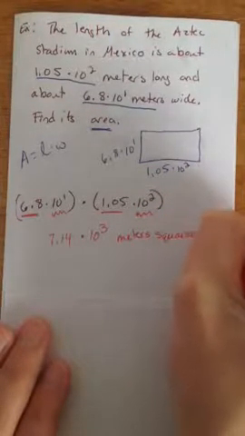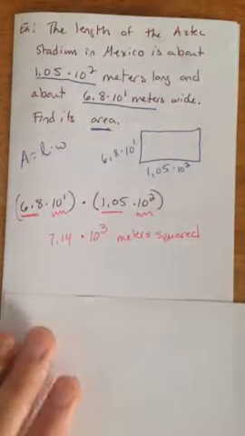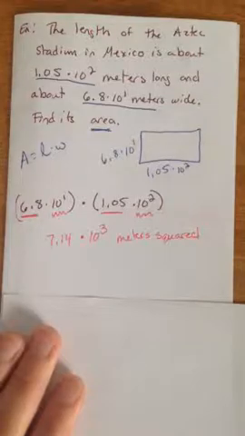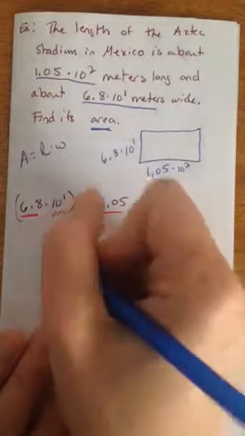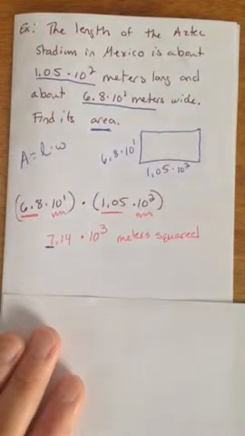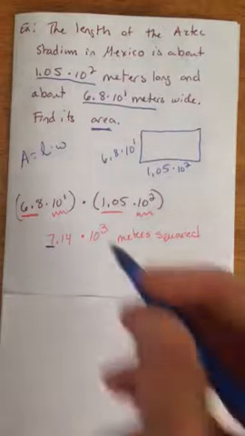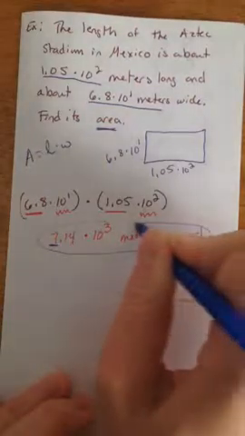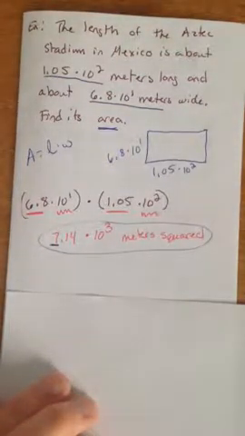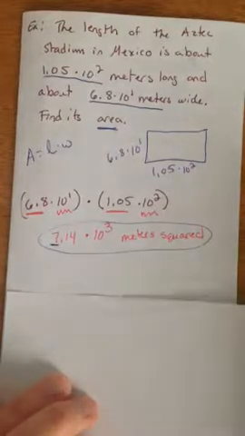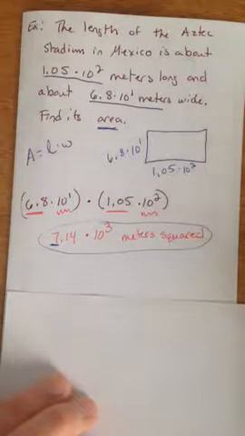I should always put a unit. I forgot to put a unit on my last one, but you should be putting units if they give you units. Okay. And this is already written in proper scientific notation because the 7 in front of the decimal is between 1 and 9, so I don't have to make any changes there. So this will be my final answer, with my beautiful units. Okay. Go ahead and pause there if you need to catch up on writing that.